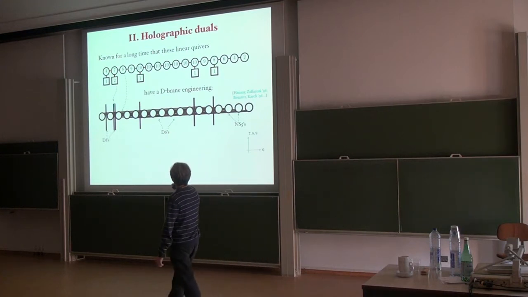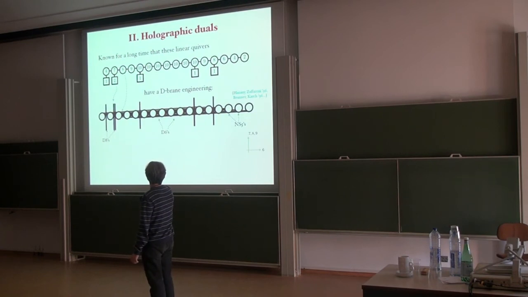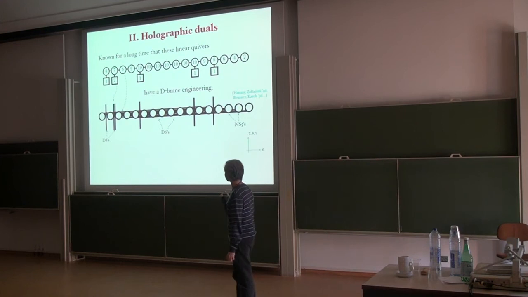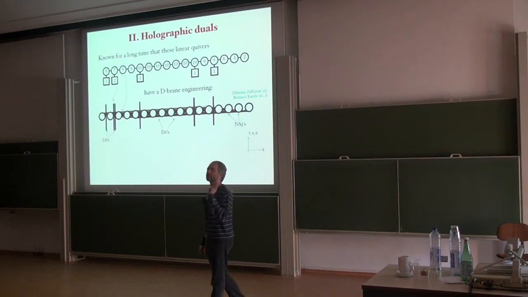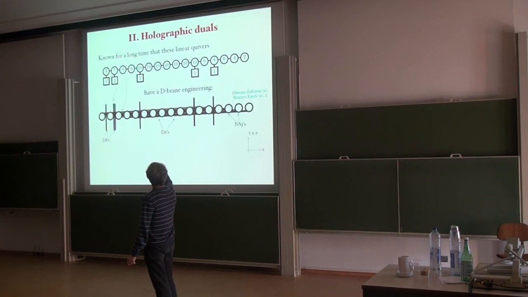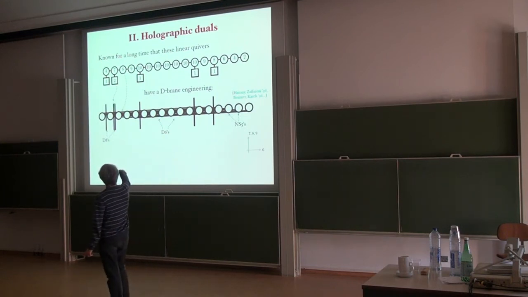One element is that this D8 sources the zero-form flux, which is called F0, the Romans mass. And when you have a non-zero Romans mass, the number of D6s ending on an NS5 is fixed in a certain way. That is actually related to the anomaly condition we saw a few minutes ago. Anyway, what is this engineering I'm talking about?